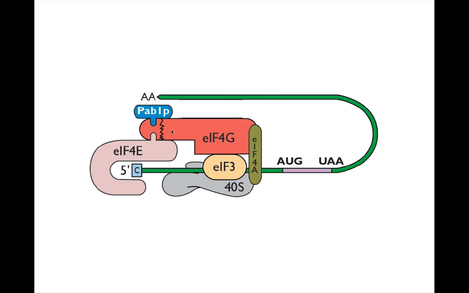And biochemical and genetic evidence indicates that this closed loop is necessary for efficient translation of an mRNA. If you disrupt the loop genetically or biochemically, you get less efficient translation. And we're not sure why a closed loop is needed, but one idea is that as the ribosomes translate the open reading frame, they reach the stop codon, they can simply keep moving on the mRNA and reinitiate. And this also is one reason why the poly-A tail is important for efficient mRNA translation.